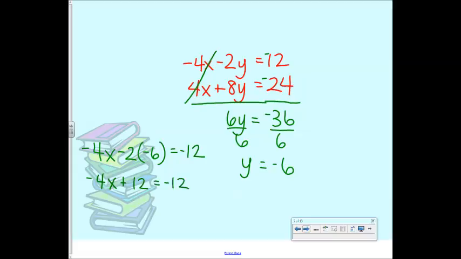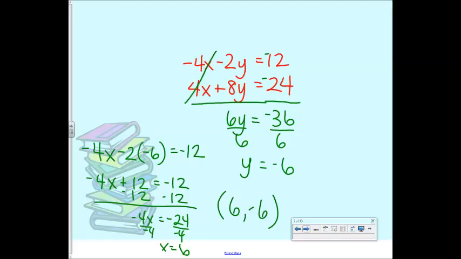Okay, now what do I do? Get x by itself. So Montreal, how can I get rid of this positive 12? Minus 12, minus 12. What's negative 12 and negative 12? Negative 24. Negative 24 equals negative 4x. And then how do you finish? So x equals positive 6, because a negative and a negative become a positive. All right, so then our ordered pair ends up being 6, negative 6. Okay, so elimination works really, really well if you have things that are already opposites with the same coefficients.